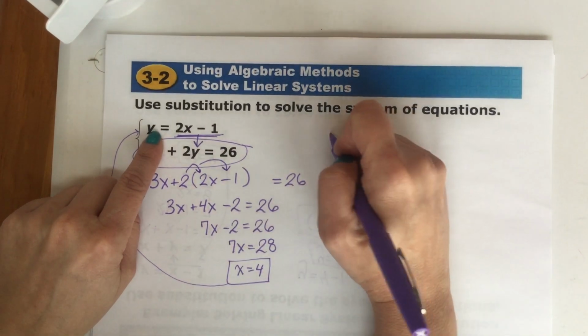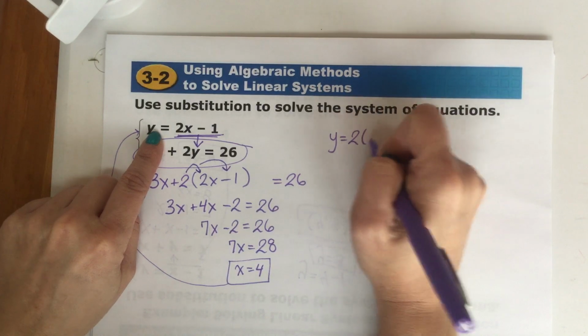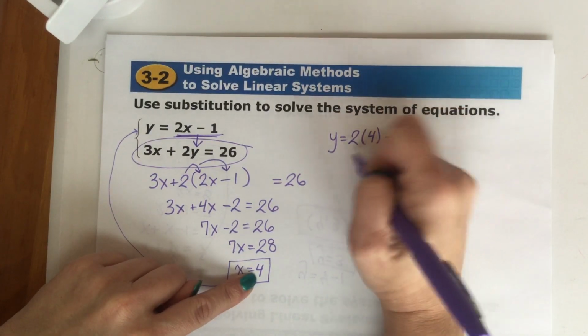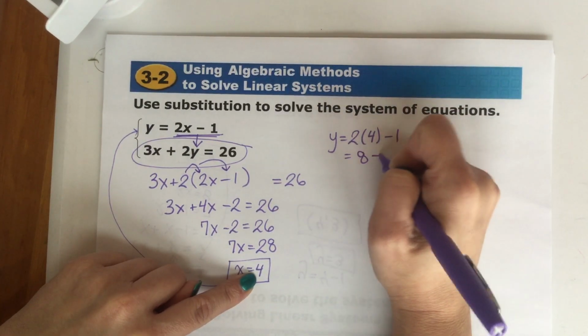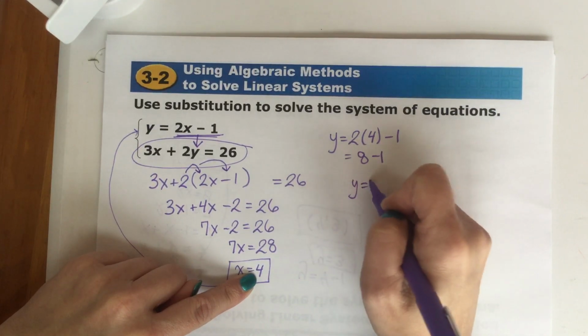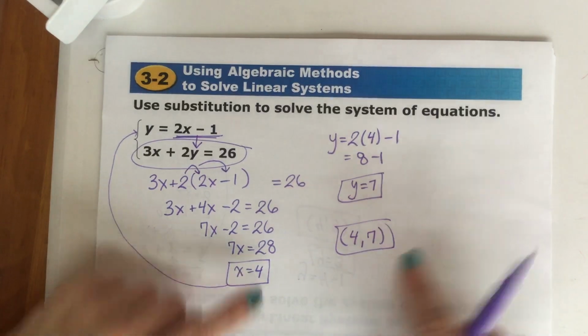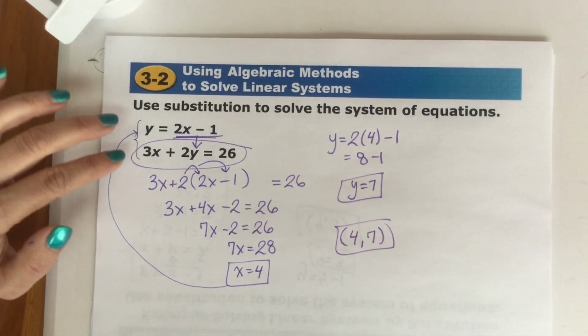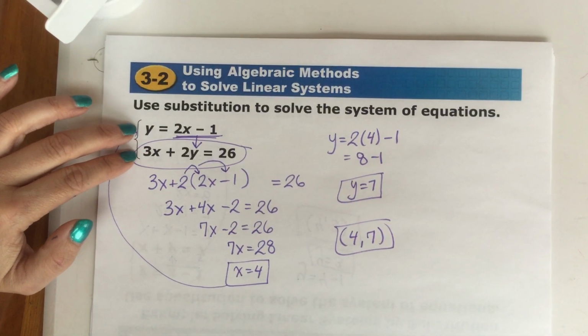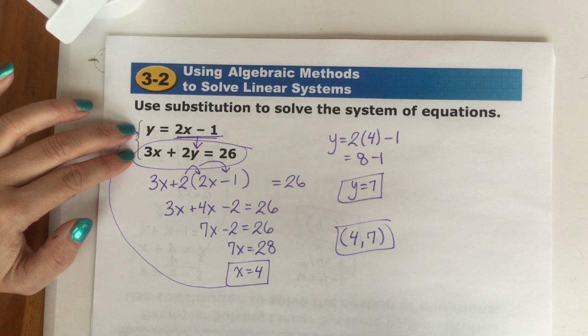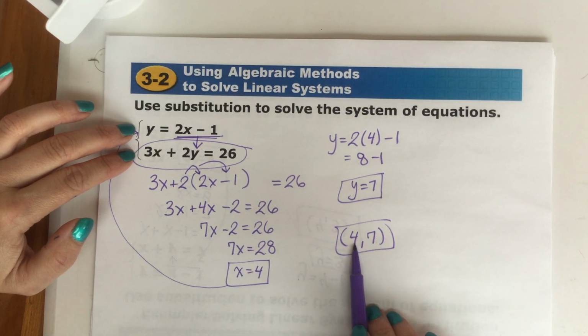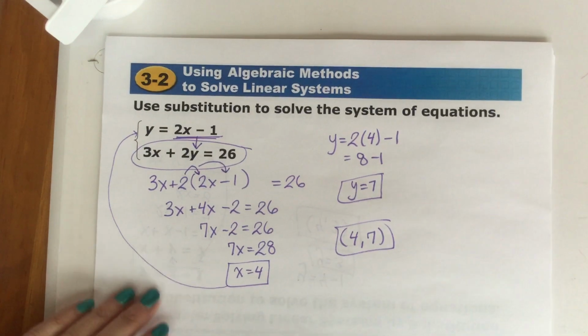What does y equal? Well, y equals 2 times x. x is a 4, minus 1. 2 times 4 is 8. 8 minus 1 is 7. So my solution is (4, 7). And what this means, if I graph these two equations on a coordinate plane, they would intersect at the point positive 4, positive 7.